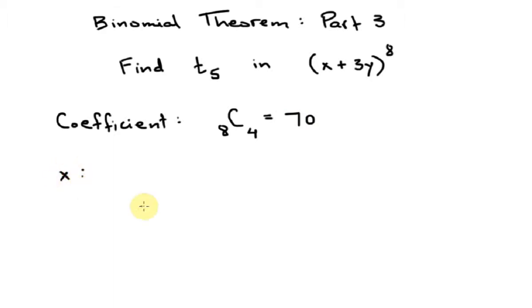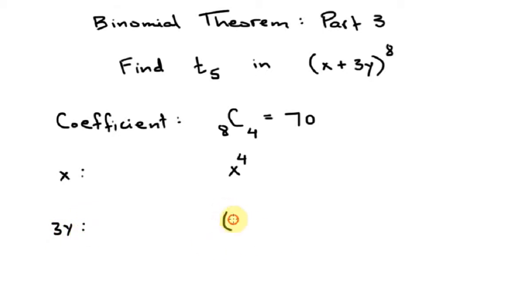All right. Next thing we got to do is the x. Well, that's pretty easy because it's just going to be x raised to the, now the first term would be raised to the 8. Second term would be to the 7. Third term to the 6. The fourth term to the 5. And the fifth term would be raised to the 4. So we know it's going to be x to the 4. And lastly, what about 3y?